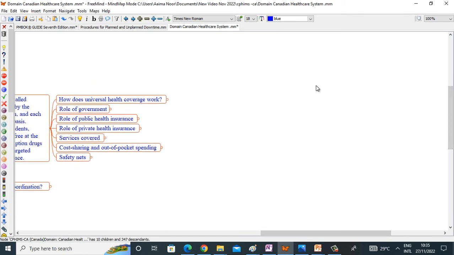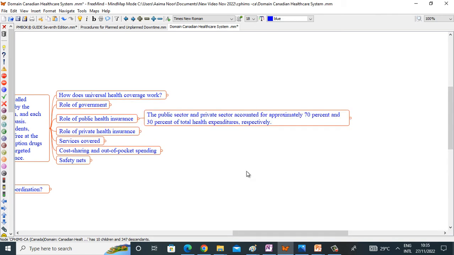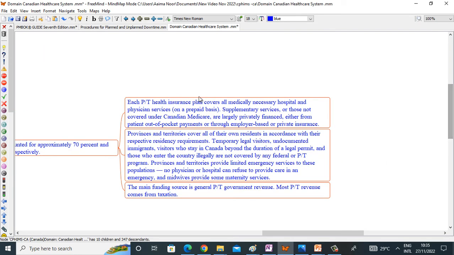Now we'll see the role of public health insurance. The public sector and private sector accounted for approximately 70% and 30% of total health expenditures, respectively. Each PT plan, PT standing for Provincial and Territorial Health Insurance Plan, covers all medically necessary hospital and physician services on a prepaid basis. Supplementary services are those not covered under Canadian Medicare and are largely privately financed, either from patient out-of-pocket payments or through employer-based or private insurance.